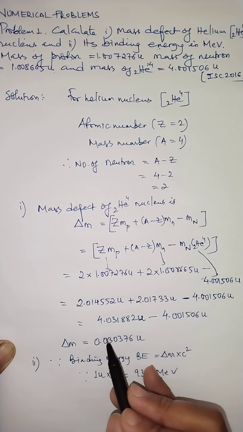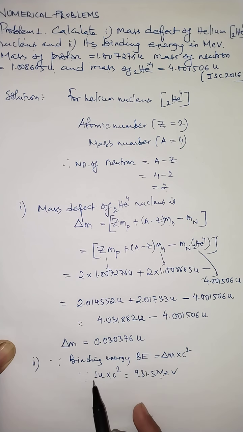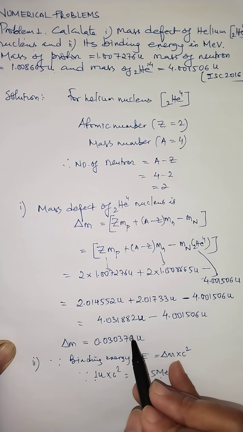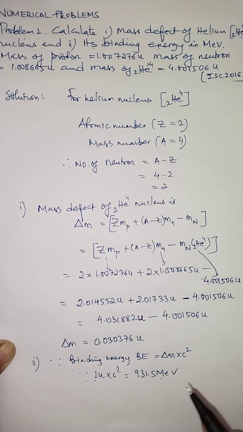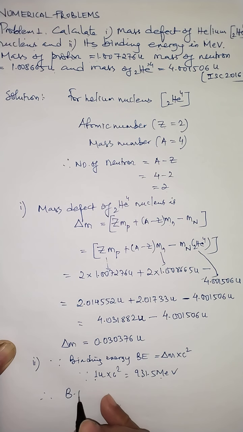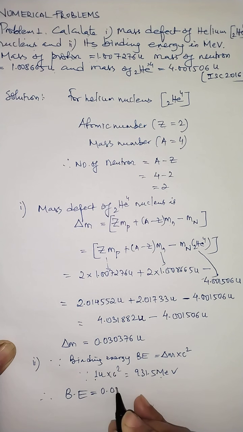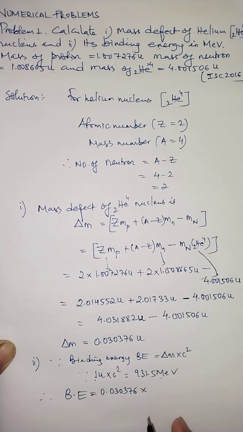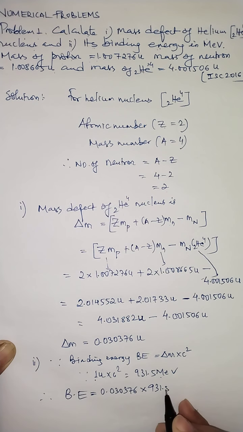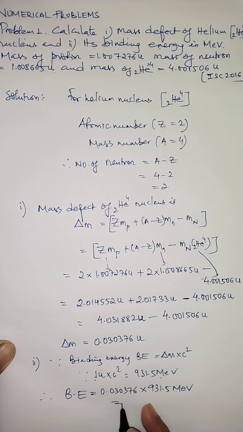So we already calculated the mass defect. Now this binding energy is for one unified atomic mass unit of mass defect. But we have a mass defect of this much. To calculate the binding energy in mega electron volt, we need to multiply by this quantity. So write down, therefore BE equals 0.030376 multiplied by 931.5 mega electron volt, that measures the binding energy directly in mega electron volt. So you can use the calculator and do the calculation.